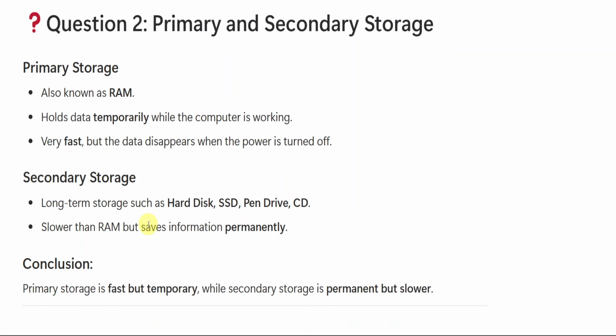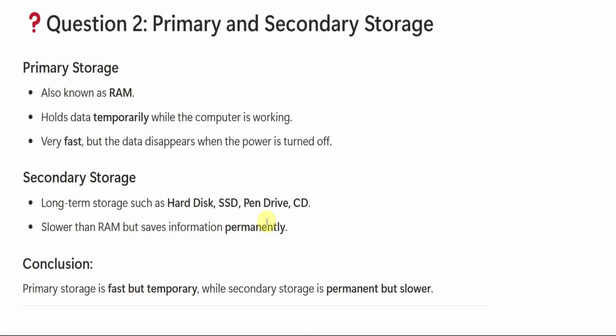Then we have secondary storage. This is where the data is stored permanently. Here in primary storage it is temporary, but in secondary storage it is permanent. Like we transfer data to hard disks, such as photos, videos, and all that. So the data will be stored permanently here, right?